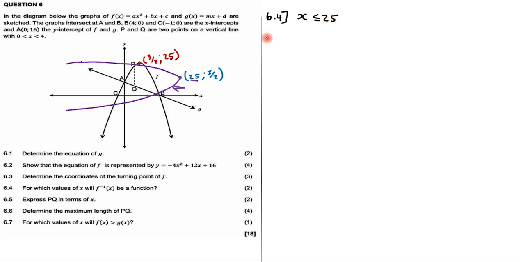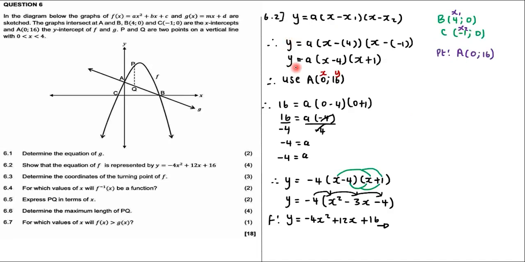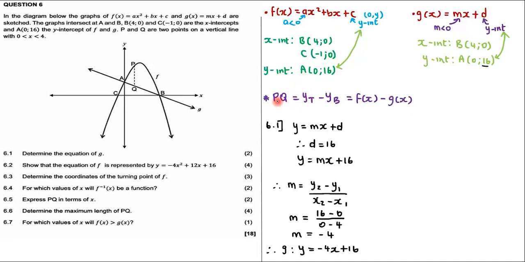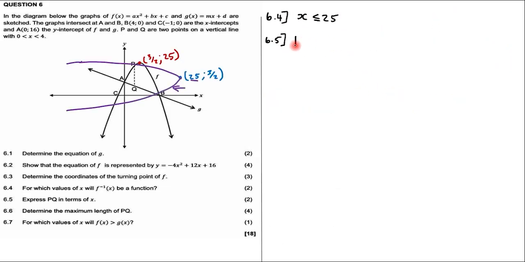All right, now let's go ahead and look into 6.5. It says express PQ in terms of x. Now, if you remember, we spoke about PQ earlier. We said that PQ was the vertical distance, which was f of x minus g of x. So now all we have to do is write this in terms of x. So how do we do that?